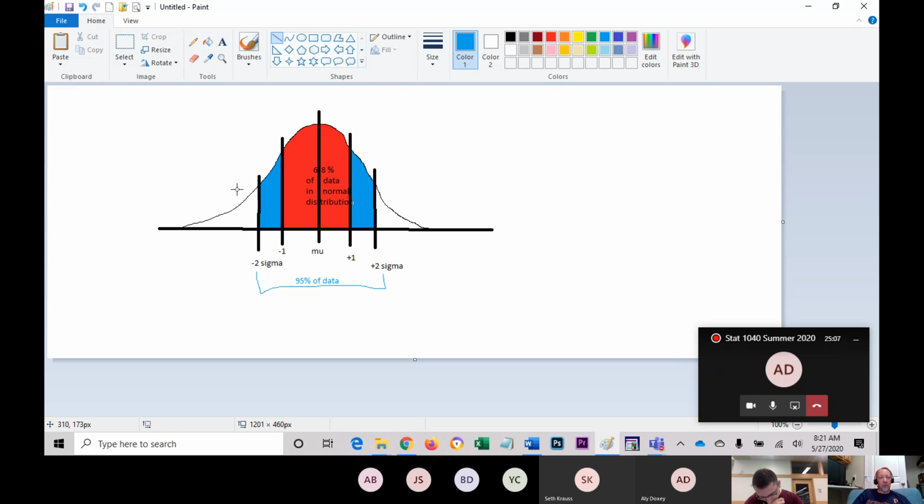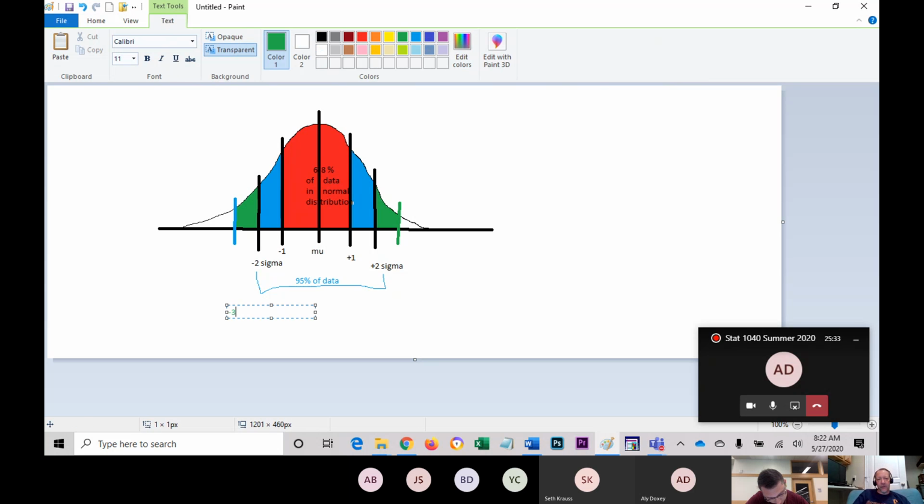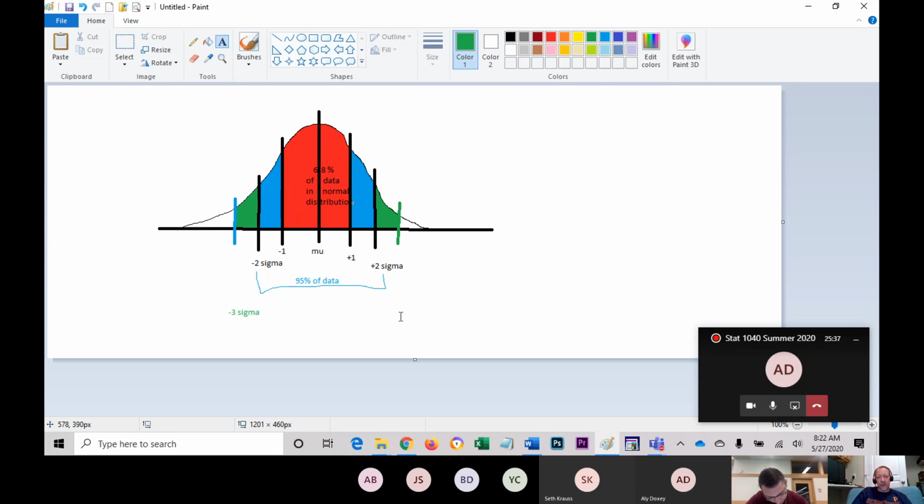And if I go out 1 more standard deviation, I didn't mean to make that blue, but we'll leave it for now. And then we'll go with green here. This, well, we didn't need to do that, that's all right. So this here is going to represent -3 sigma to +3 sigma.